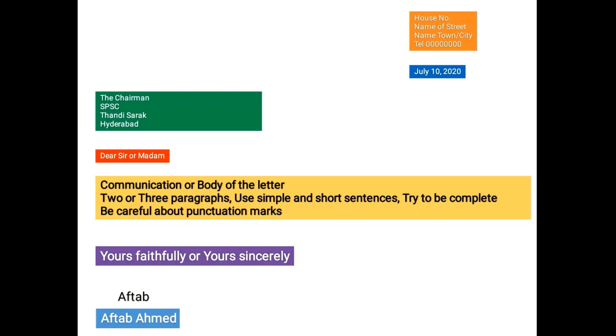Then when the body of the letter is done, below it on the left corner of the paper you have to write again the subscription. Then after the subscription you have to write your name. It means the name of the person who is sending this letter. Then you have to put your signature. So this is the format of a formal letter.